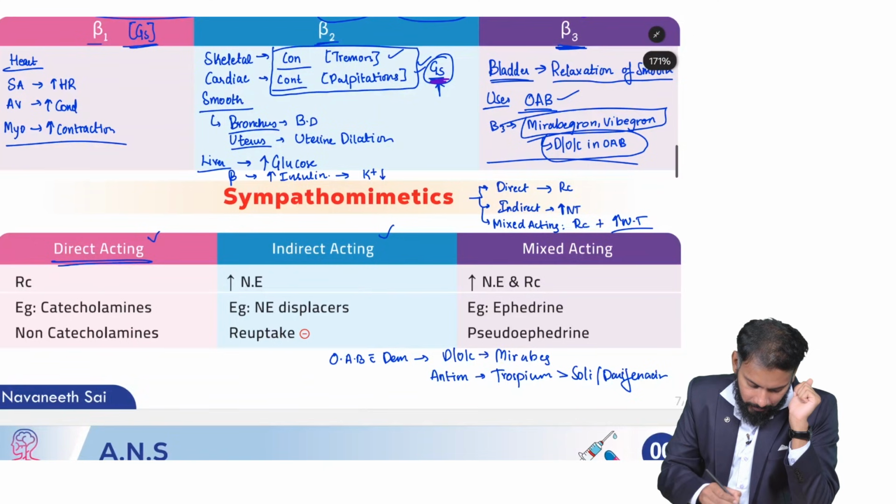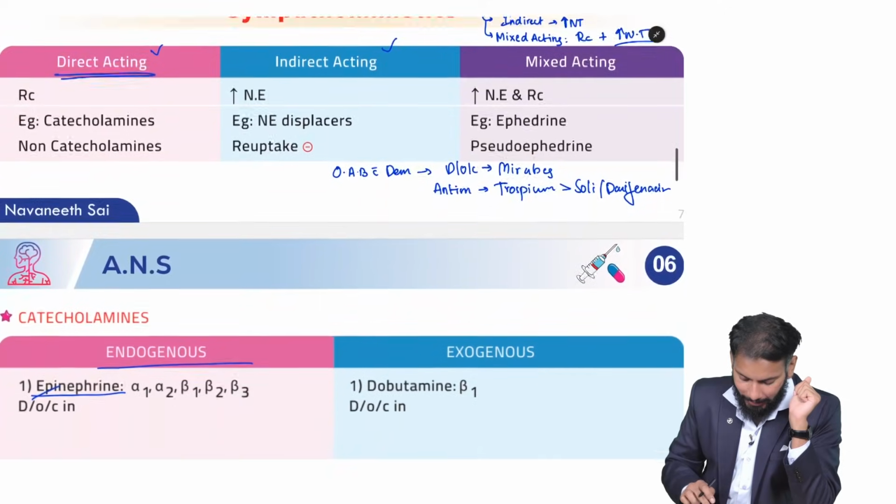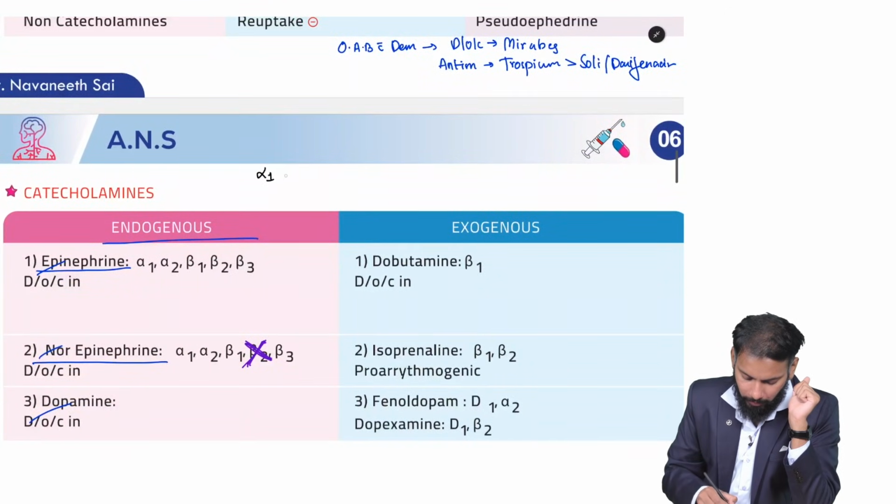So, smooth muscle is also present on blood vessels. Do you accept? It will cause vasodilation. This is one very important concept. That is why I told you in the end. So alpha 1 is causing vasoconstriction, beta 2 is causing vasodilation.